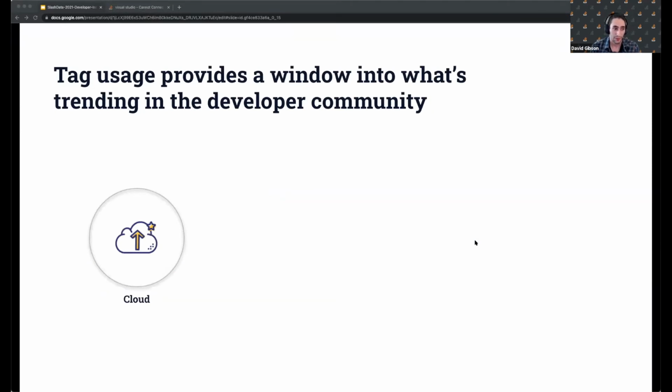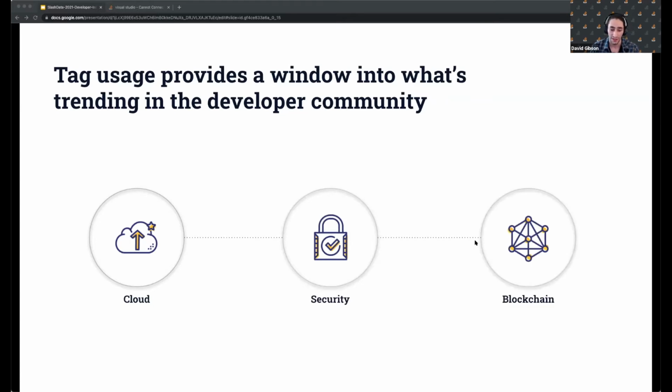As for some popular topics that we've seen trending over the last few years, to no one's surprise, we've seen a huge influx of cloud-related technologies. So we're going to be digging into those in the later slides. We've also seen a huge increase in security and blockchain questions asked on the platform.